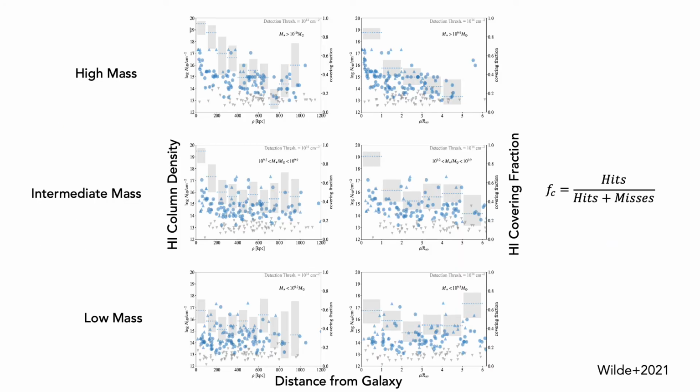Leveraging our large sample of galaxies, we subdivided our analysis into 3 mass samples with approximately 200 CGM systems in each sample. The low mass sample corresponds to galaxies with stellar masses below about 10 to the 9 solar masses, while our high mass sample corresponds to galaxies with masses larger than 10 to the 10 solar masses, leaving an intermediate sample in between.